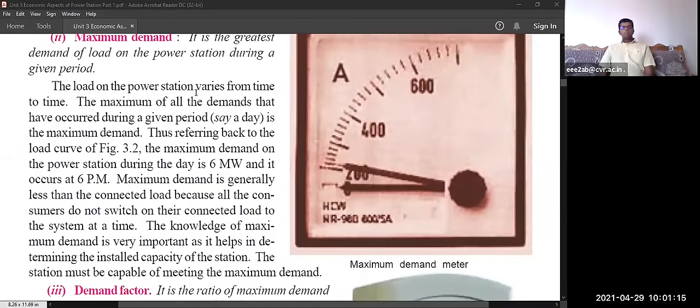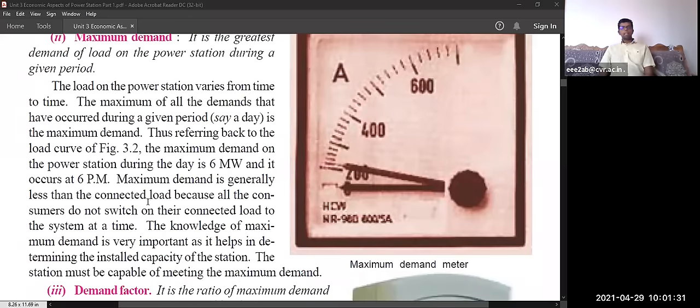Next, the load on the power station varies from time to time. The maximum of all the demands that occurred during a given period is the maximum demand. That is shown in the figure. That is 6 megawatt at 6 p.m. So that is of 6 p.m.